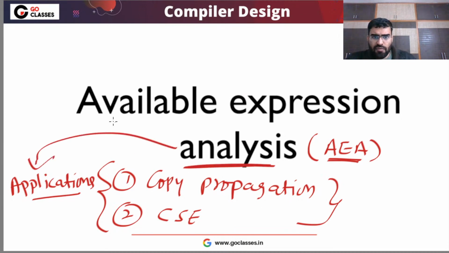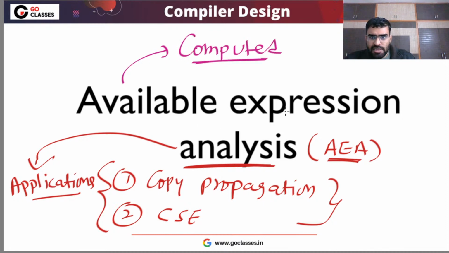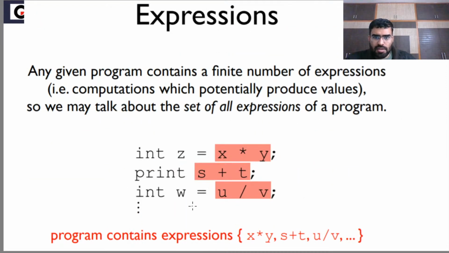Now let us see what is this available expression analysis. The name itself is telling you that it is talking about available expressions. Which expression is available? Available means computed. So let's see. Just consider this program. If you are standing here, which expressions are computed at this point of time? Available means computed. So which expressions are computed?